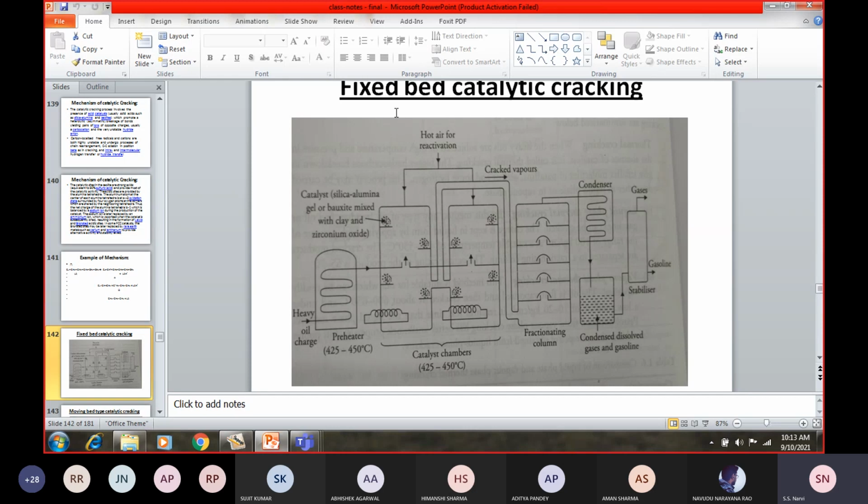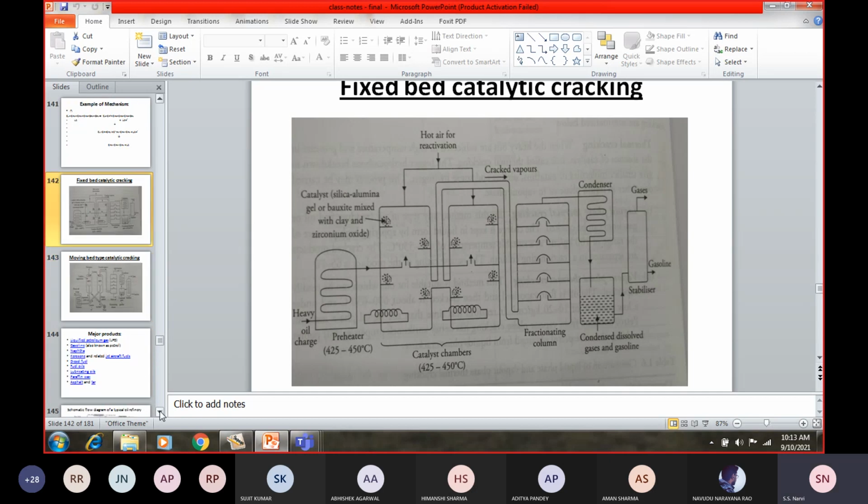So this is a fixed bed catalytic reactor where you have to use the fixed bed. When the catalysts are exhausted, you have to remove them and refill with fresh catalyst, and you have to shut down the process. So this is a disadvantage, though it gives you a good amount of gasoline molecules.